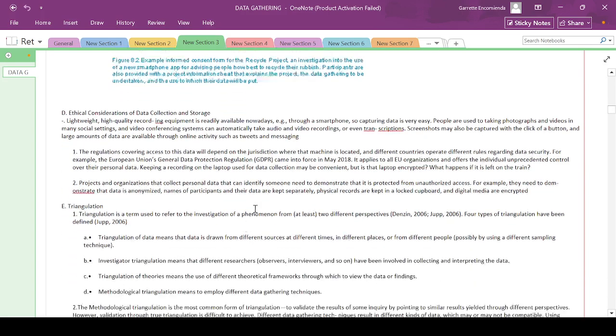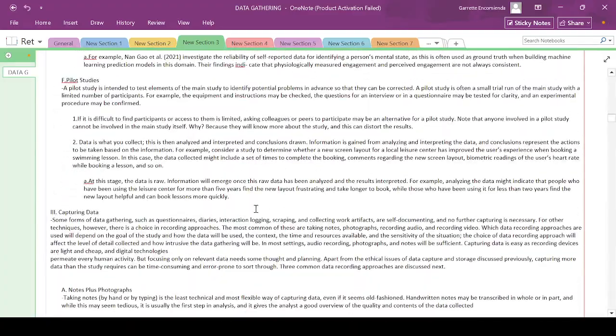Ethical considerations for data gathering. Let's see.